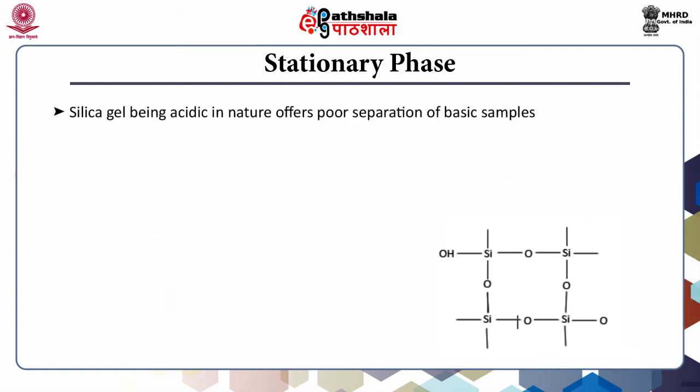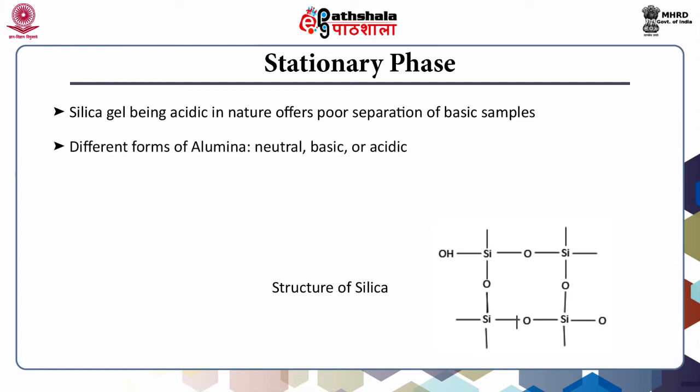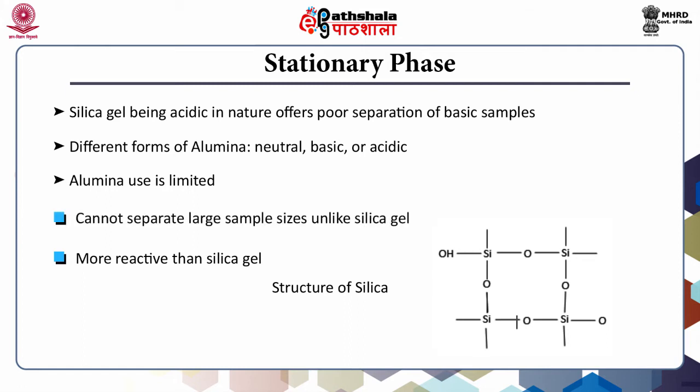Silica gel is acidic in nature and thus offers poor separation of basic samples, whereas different forms of alumina are available, like neutral alumina, basic alumina and acidic alumina. However, alumina cannot separate large sample sizes, unlike silica gel, under a given layer thickness. Alumina is also more reactive compared to silica gel, which also limits its use.